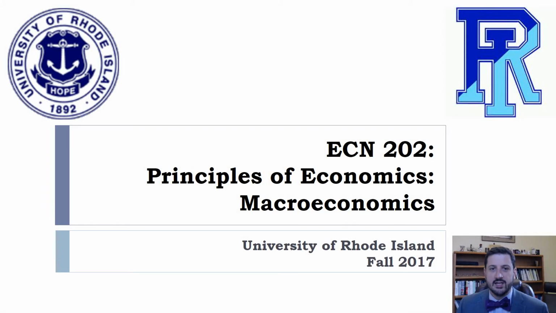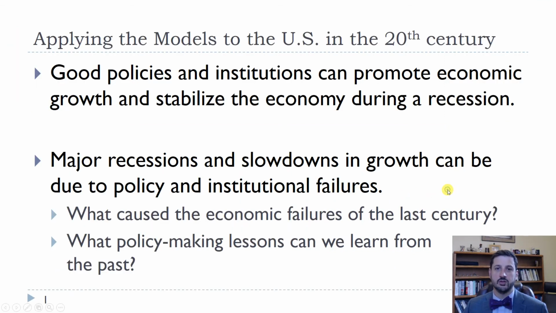Chapter 17 takes a look at the history of the 20th century, sort of into the beginning of the 21st century, with a particular focus on the United States, and tries to use the models that we've learned so far to try to understand what happened in the macroeconomy during those 100 years or so. And so we can see both good policies and institutions that help promote growth.